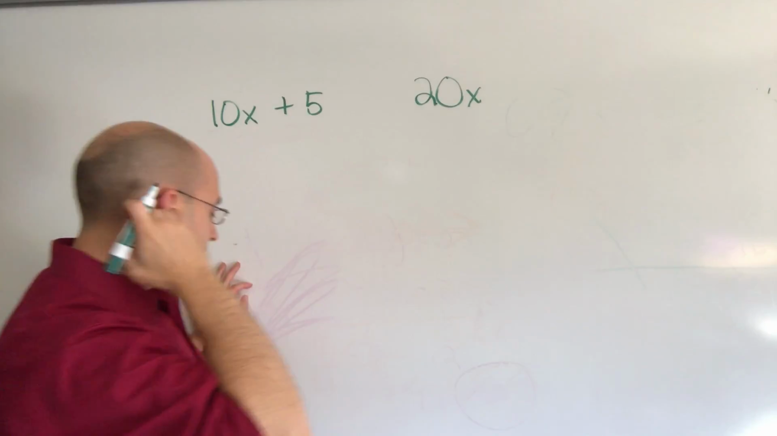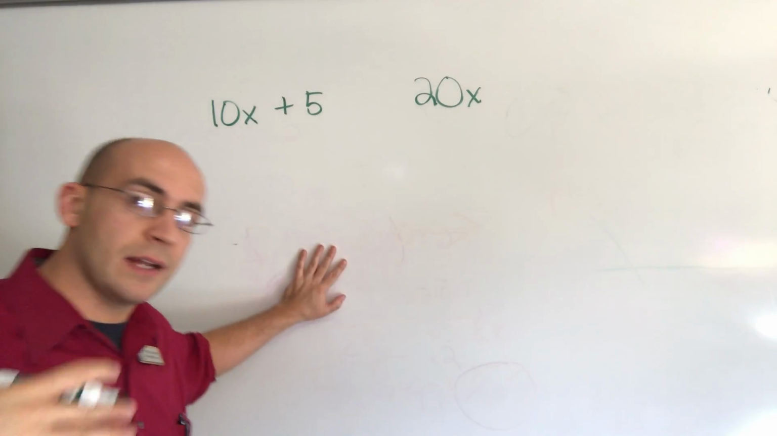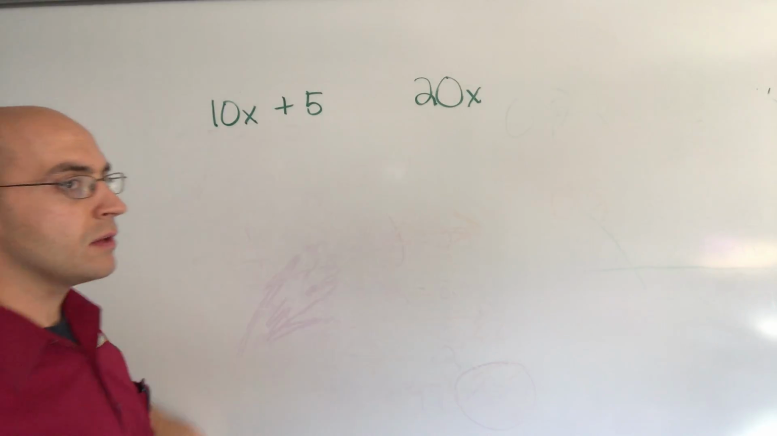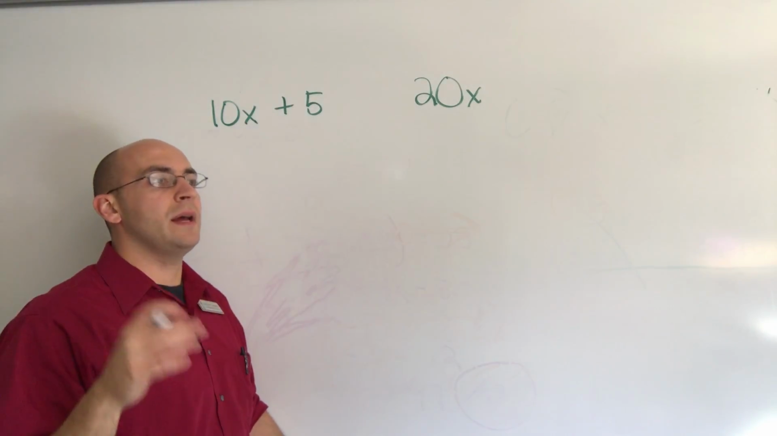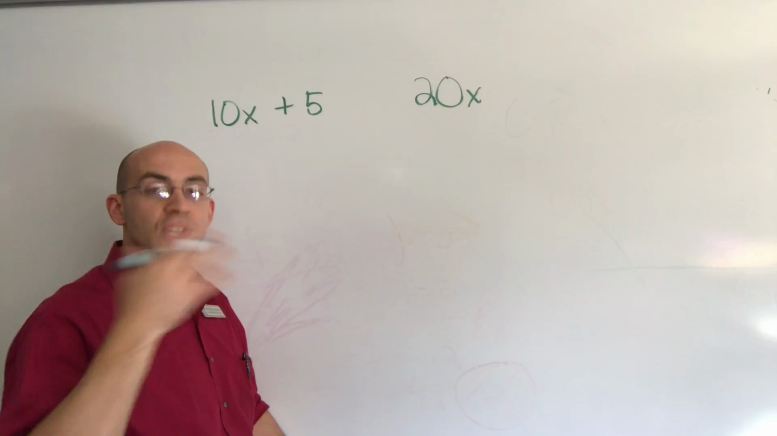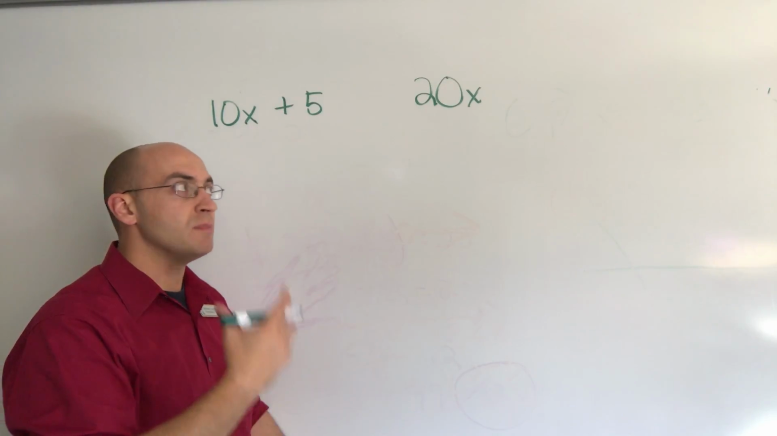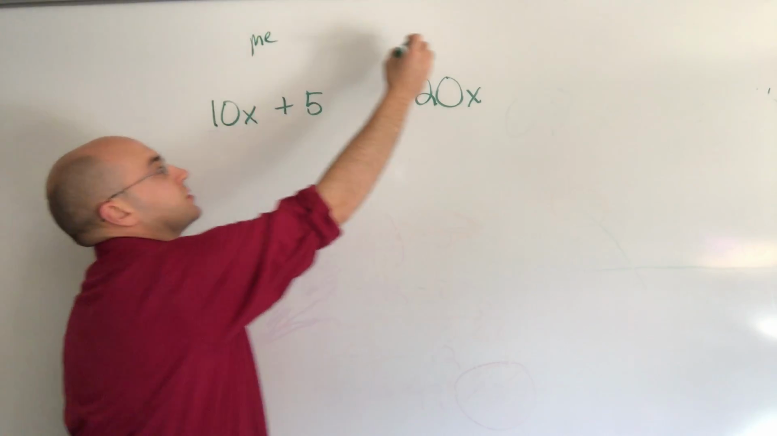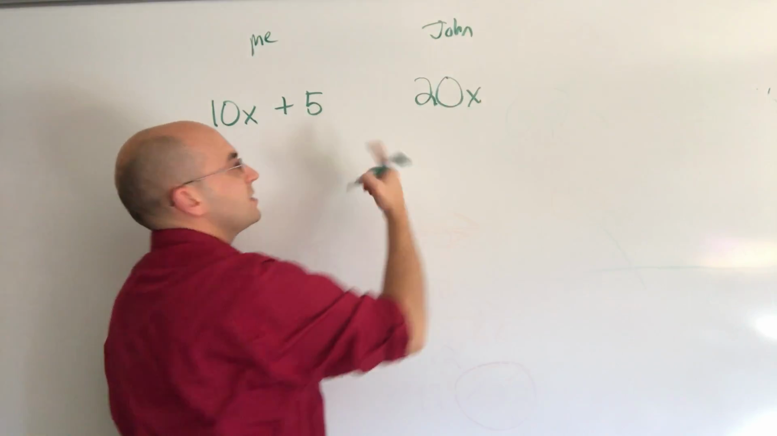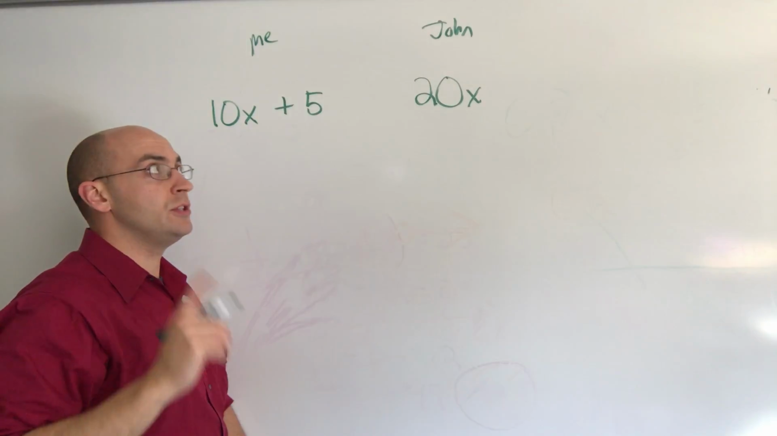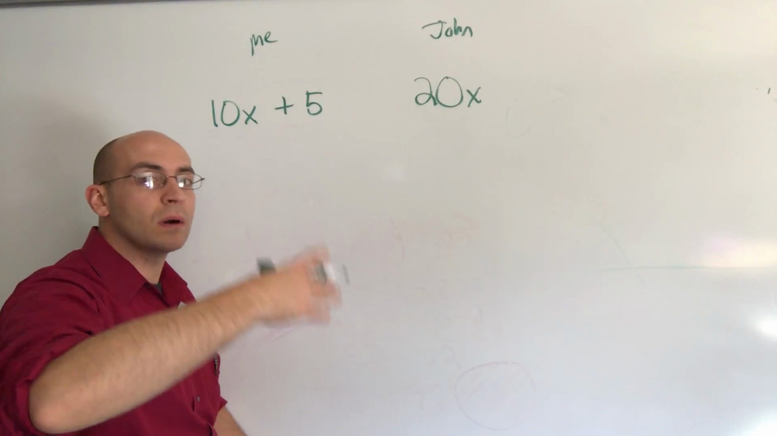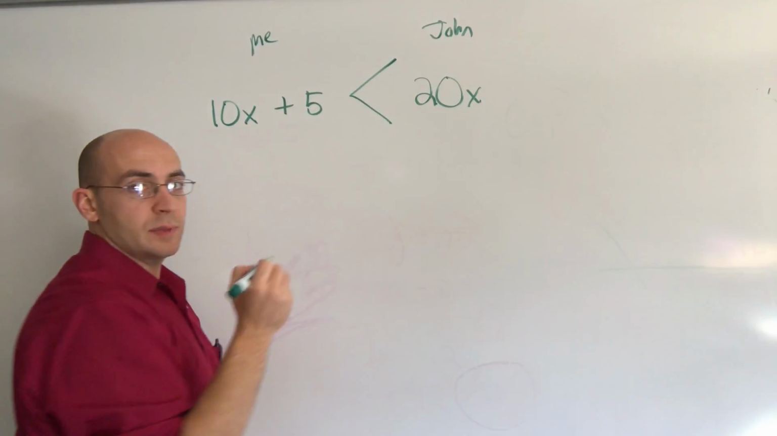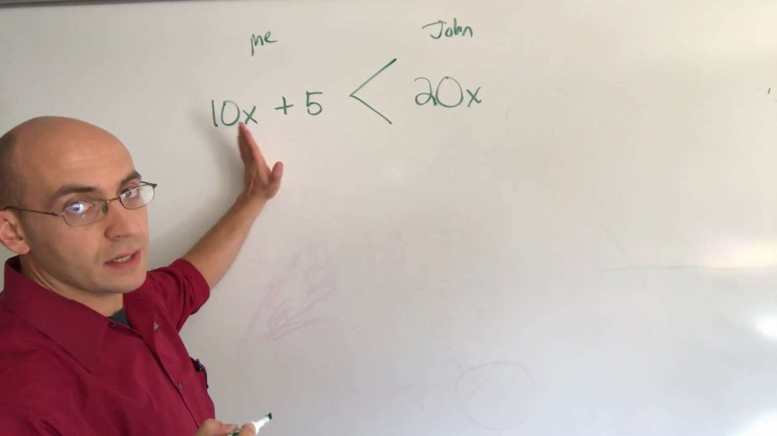Okay. How can I set up this inequality, or what sign really am I looking for, that will solve for how many hours John has to run to beat me? So John has to beat me. So this is me, and this is John. What's the sign that I'm going to put there, right? So John needs to beat me. He has to have more miles than me, more miles than I do. So this is the sign, because John has to have greater than me, okay?